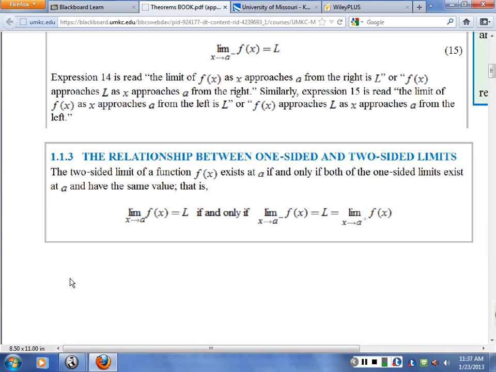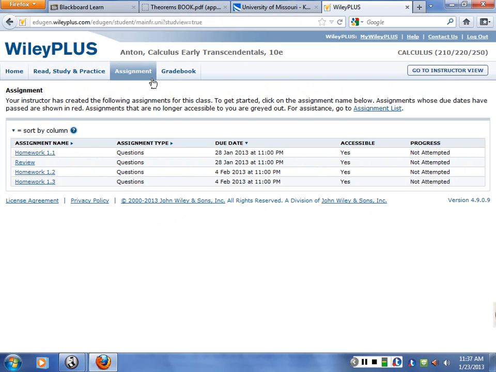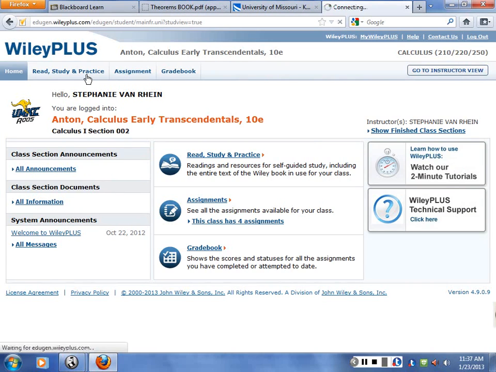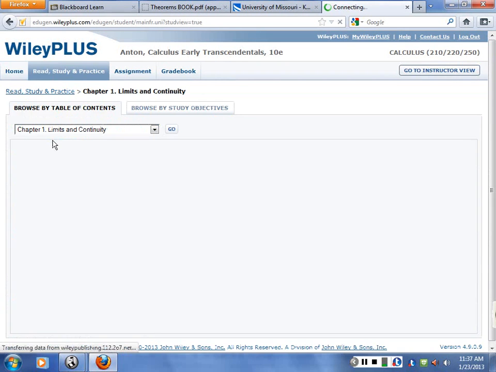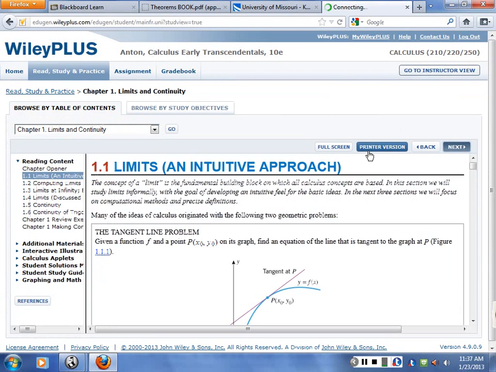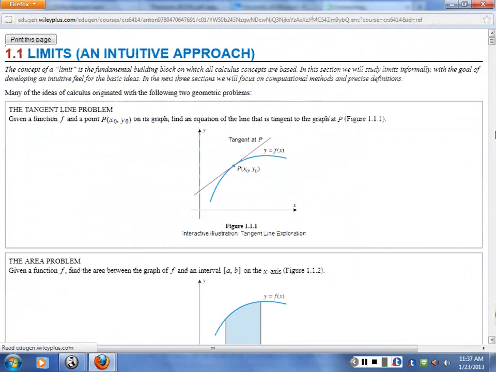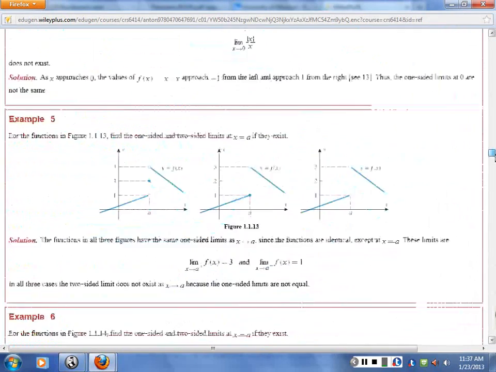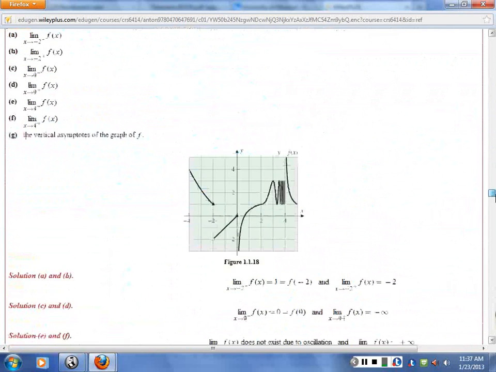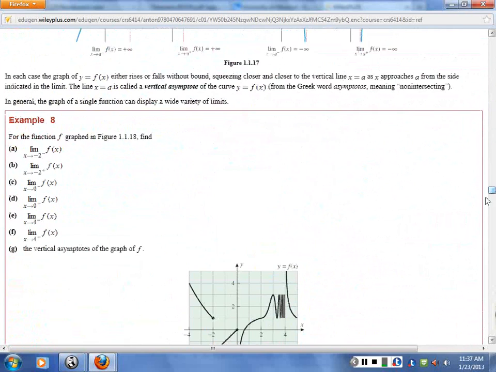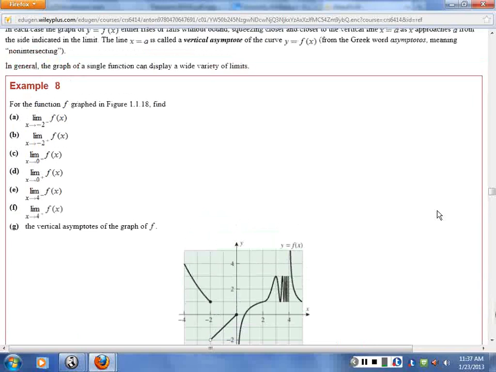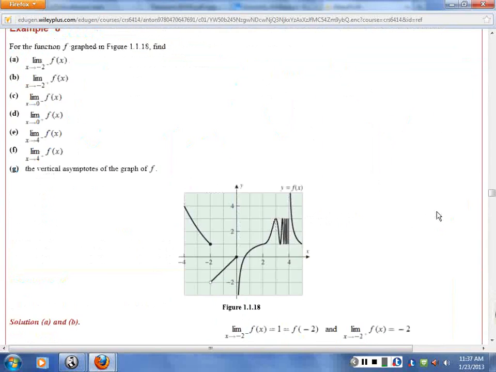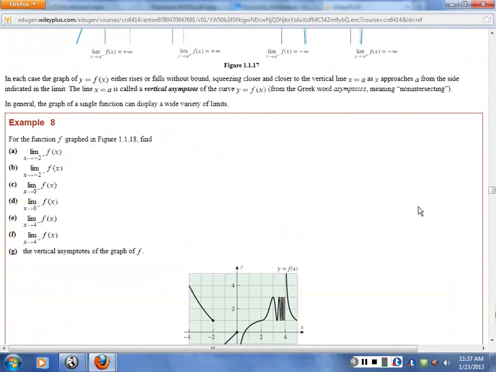So let's look at some examples. Let's just pull up the book, section 1.1, and look at examples from the exercises. That's a good one here. Oops. So the answers, okay.